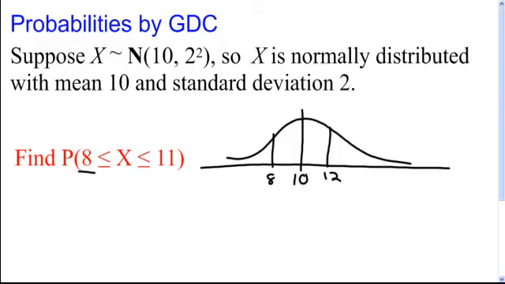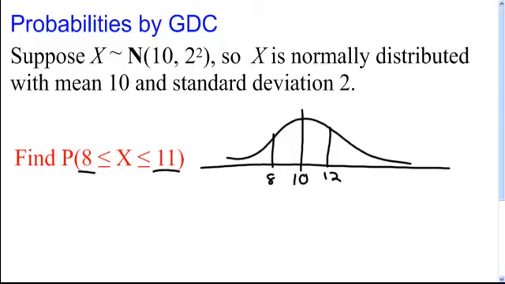Fantastic. I have my 8. But then I want it less than or equal to 11. I don't have that. I have to use a calculator, or in the next video, you're going to learn how to use what's called a table. So in order to do this, I have to go to my graphing calculator. This is a nice normal bell curve. That's why there's the N there.